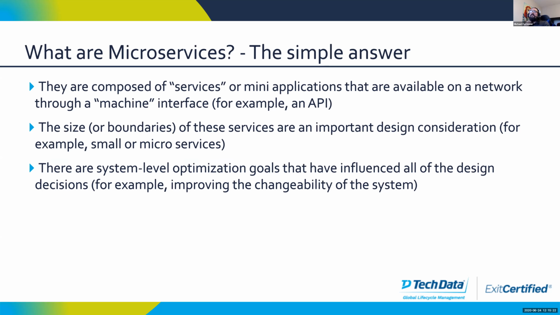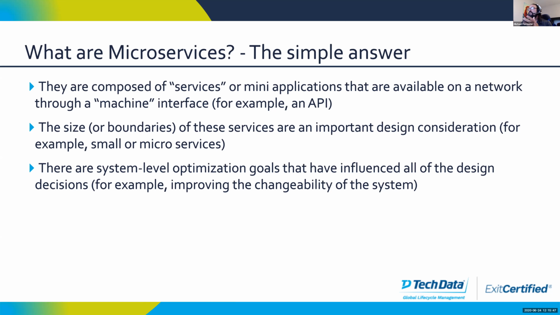So the simple answer, because I like to end with something that's a little more digestible than all that complexity I just threw at you, is that they are composed of services, or many applications, that are available on a network through a machine interface. For example, an API. The size of these services is important because it's going to be one or a subset of one business concern.